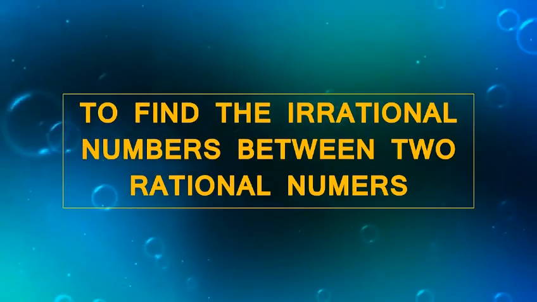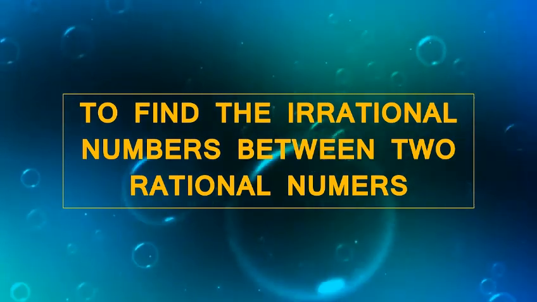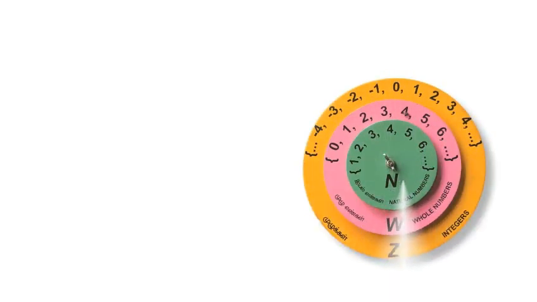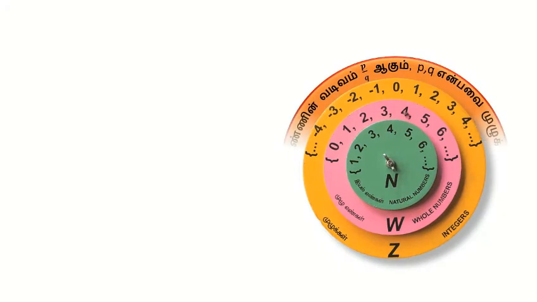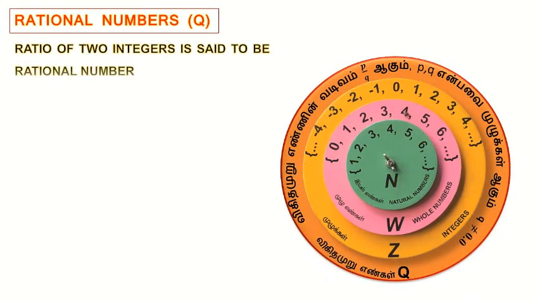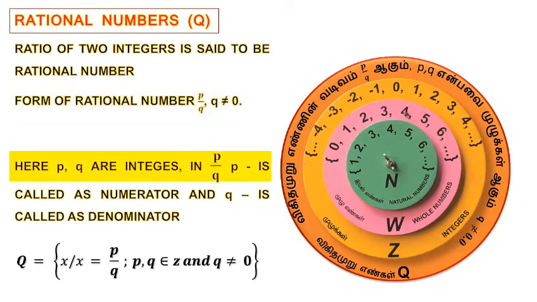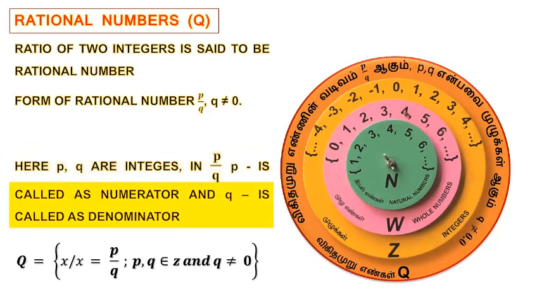Dear students, we are going to learn about irrational numbers between two rational numbers. First of all, we are going to learn about rational numbers. The ratio of two integers is called a rational number. Rational numbers are in the form of p by q, where q is not equal to 0. Here, p and q are integers. In p by q form, p is called the numerator and q is called the denominator.